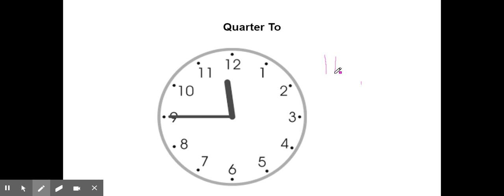The minute hand is the long hand. It's pointing to the 9. Remember, we are going to count by 5s, but we're not going to start at 12. We're going to start at 1. Let's count together. 5, 10, 15, 20, 25, 30, 35, 40, 45. This time is 11:45.